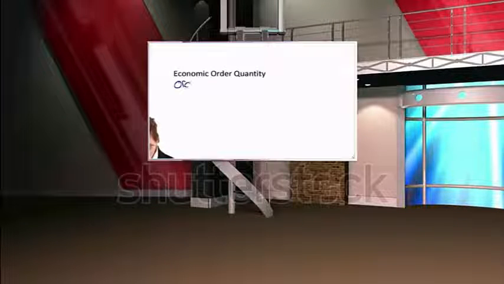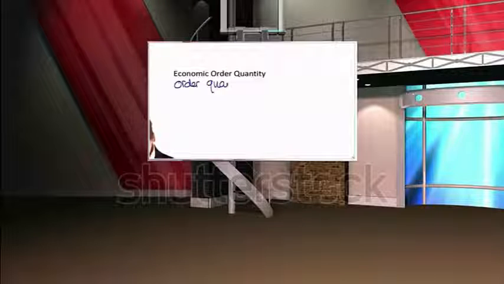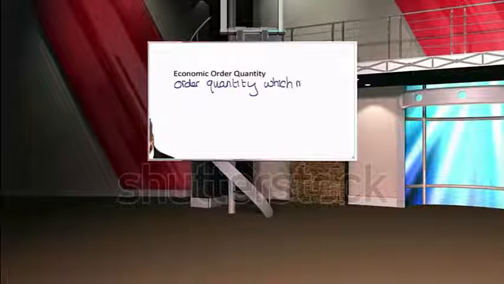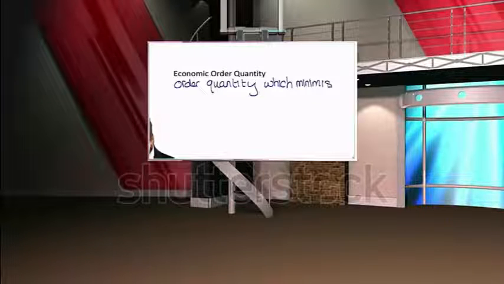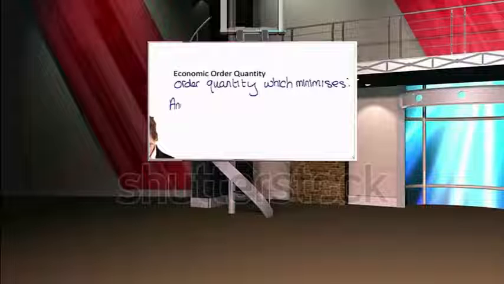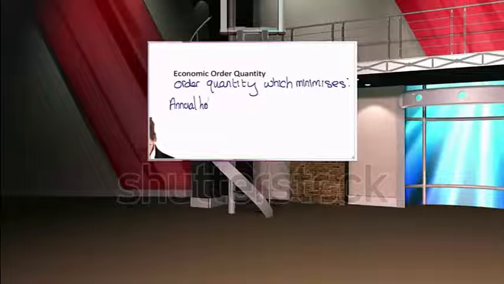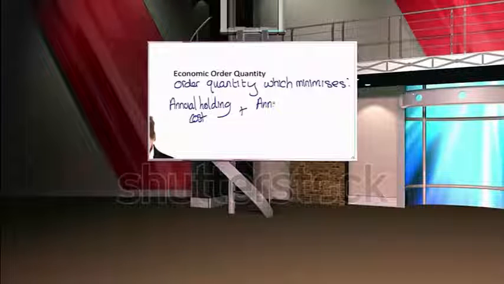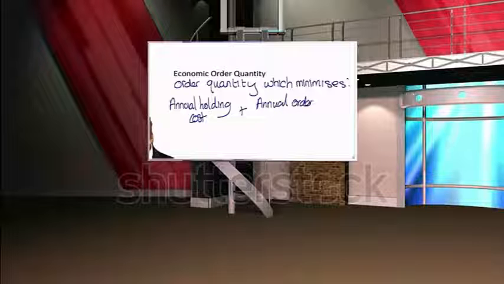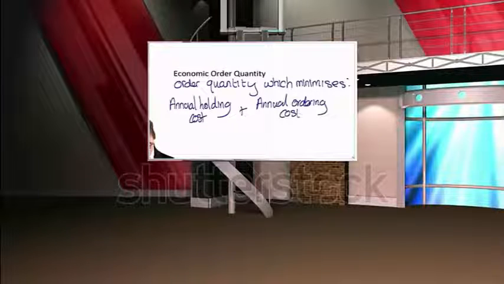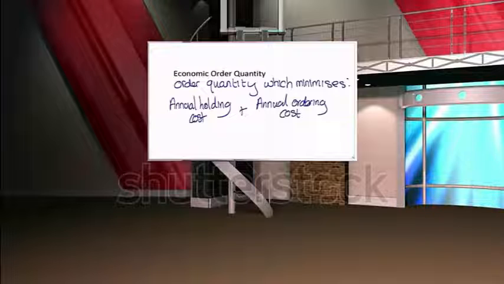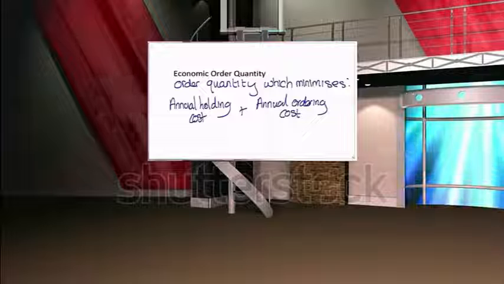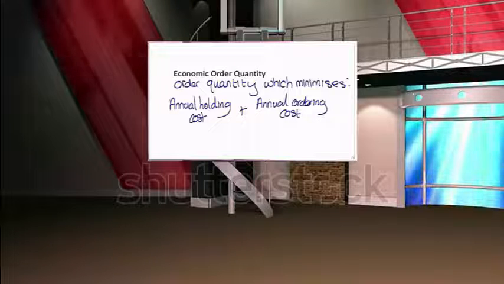The economic order quantity is the order quantity. So, the economic order quantity then is the quantity which will minimize the sum of these two annual costs.